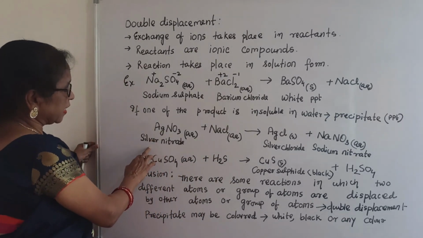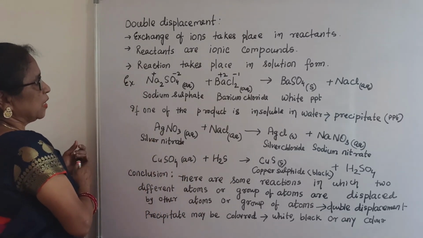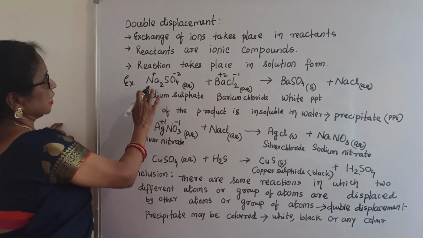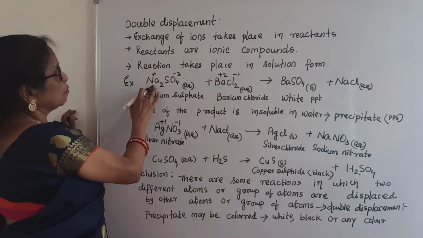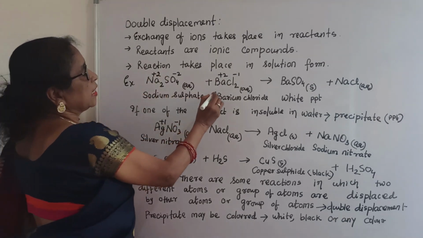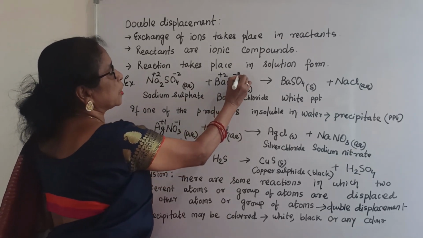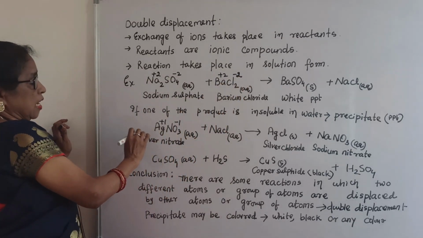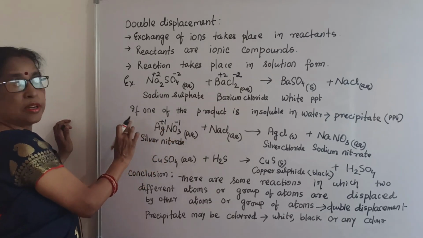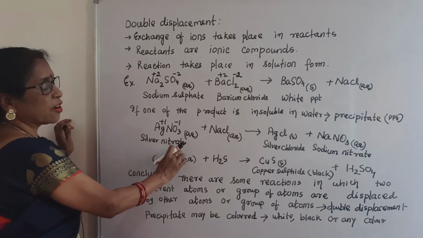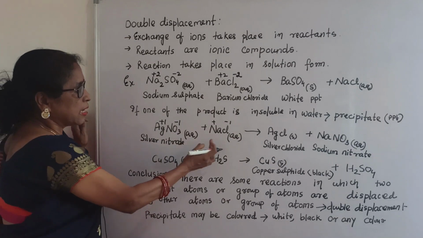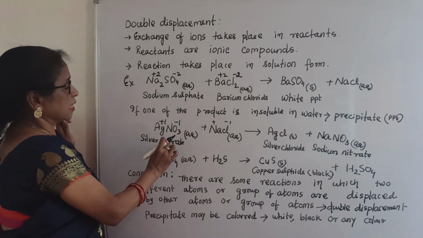Now silver nitrate, see silver nitrate, that means here NO3 is -1, silver is +1. See, Na is +1 in this example, so 2 times you can write 2 here, and here Cl is 2 times, so you can write 2 here. That means in silver nitrate, nitrate is -1, silver is +1, so this is silver nitrate. Now you can observe exchange of ions takes place. Yes, exchange of ions takes place.